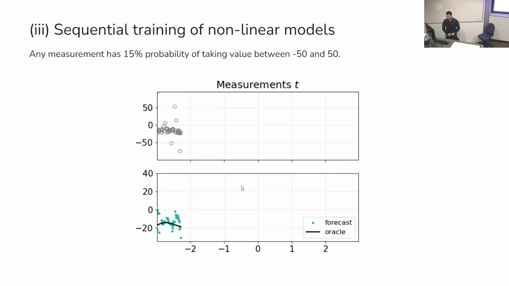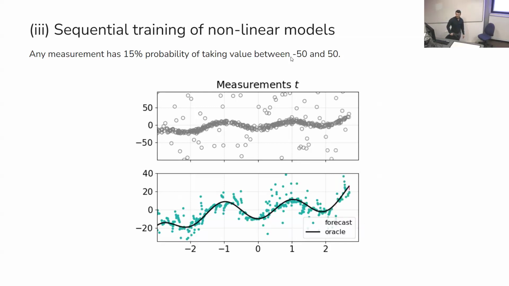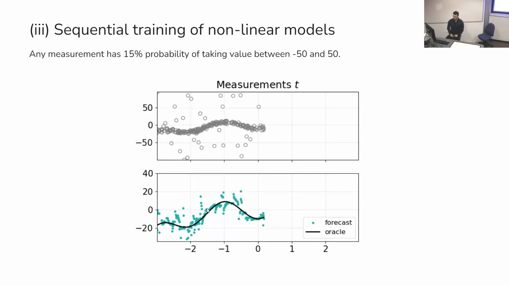And for the training of neural networks, I'm considering the Kalman filter. I don't really assume that the state space is Gaussian or that the measurements are coming from a Gaussian distribution. But in this case, any measurement has a probability of 15% of taking a value between -50 and 50. So it clearly has no signal, and there's nothing I can do about it. Ideally, the forecast should be as close as possible to this black line, but that's not happening because it's being biased by these values that I observed.